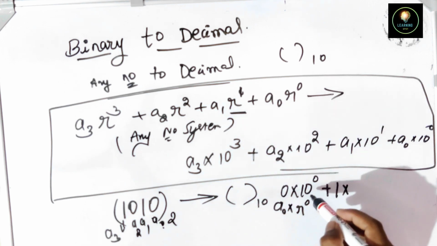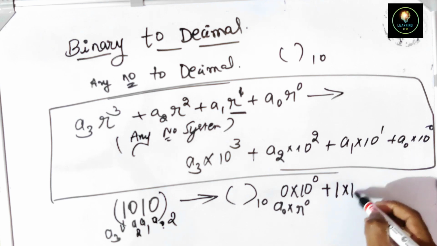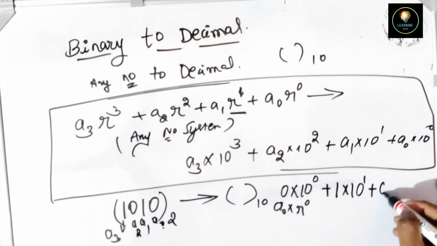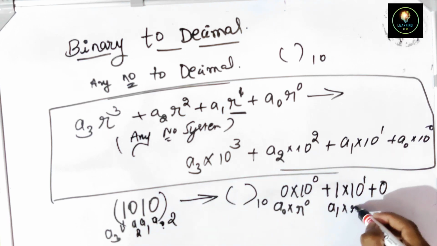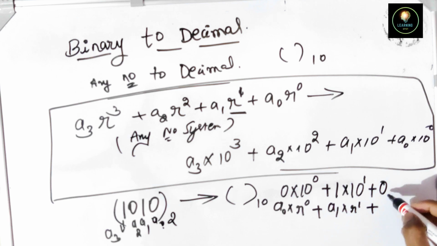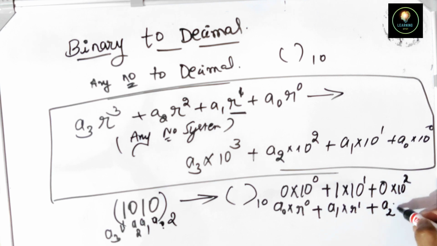r is nothing but the base, the radix here. That is 10 to the power of 1. This is a1 into r1 plus a2, which is 0, that is a2 into 10 to the power of 2, that is r2, plus a3 into r3. What is a3 here? a3 is 1 into 10 to the power of 3. Is this visible? Okay.